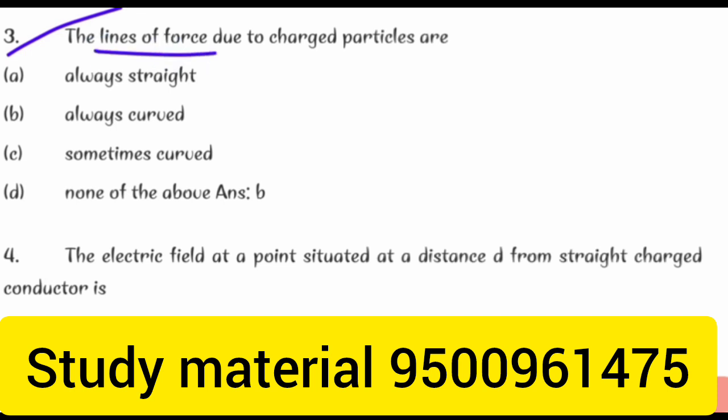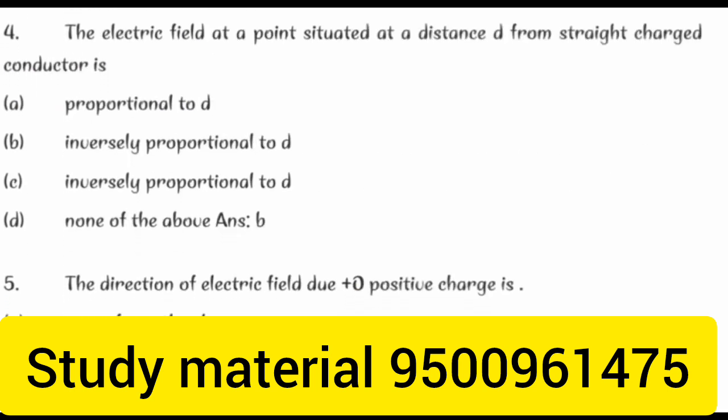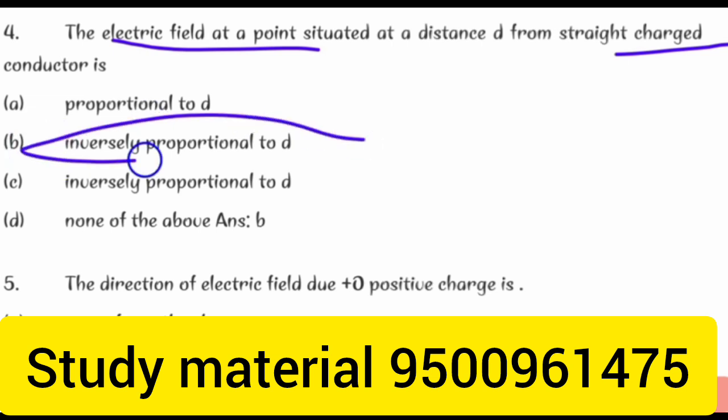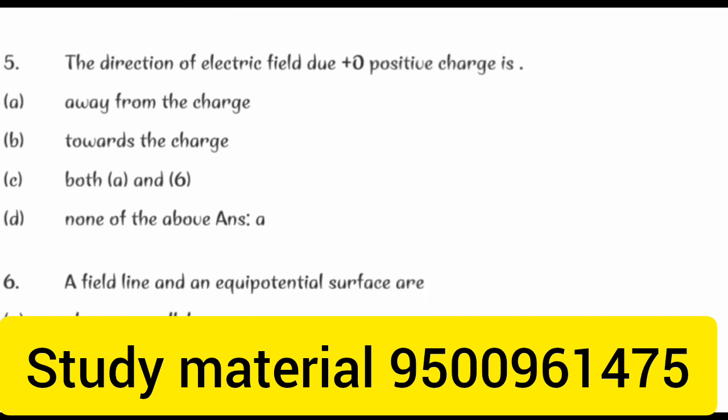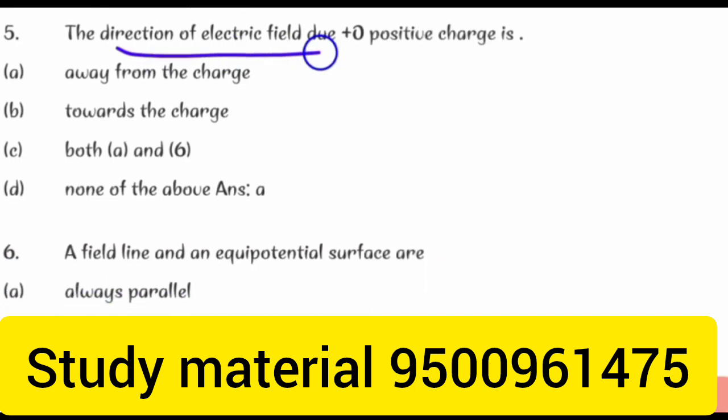The lines of force due to charged particles are always curved. The electric field at a point situated at a distance d from a straight charged conductor is inversely proportional to d. The direction of electric field due to a positive charge is always away from the charge.